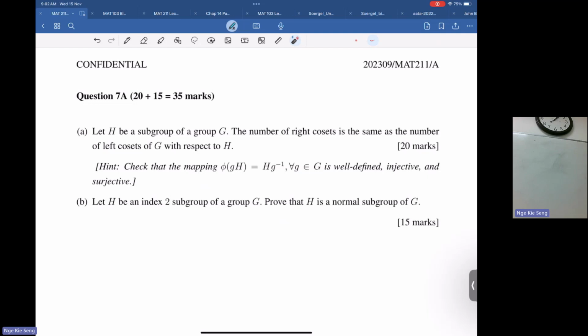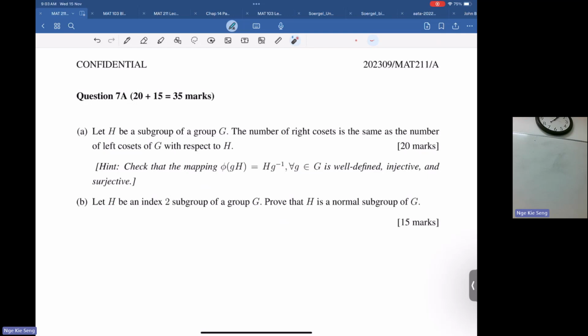So first question here. Let H be a subgroup of group G. The number of right cosets is the same as the number of left cosets with respect to H. I should ask you to show the left cosets and right cosets of H are the same in number. These two numbers are always the same. And then I give you a hint. In the exam, if I give you a hint, that means I don't want you to think more about how to solve this question. Just try and think how this hint can solve it. That's the reason I give you the hint. Don't start from scratch. Of course, you can start from scratch if you want, but that's the purpose of the hint.